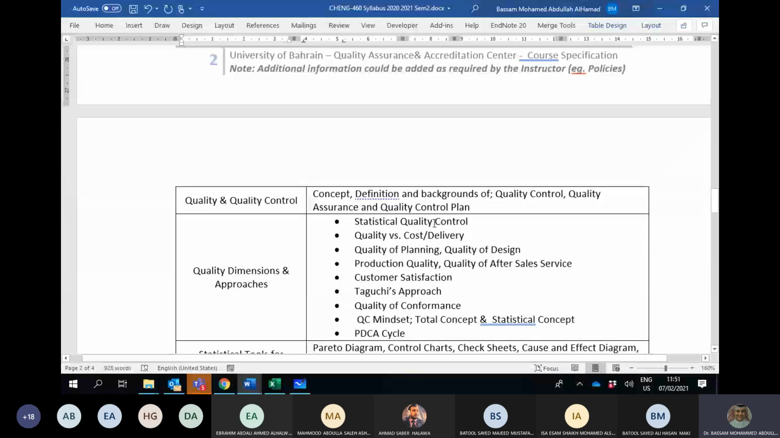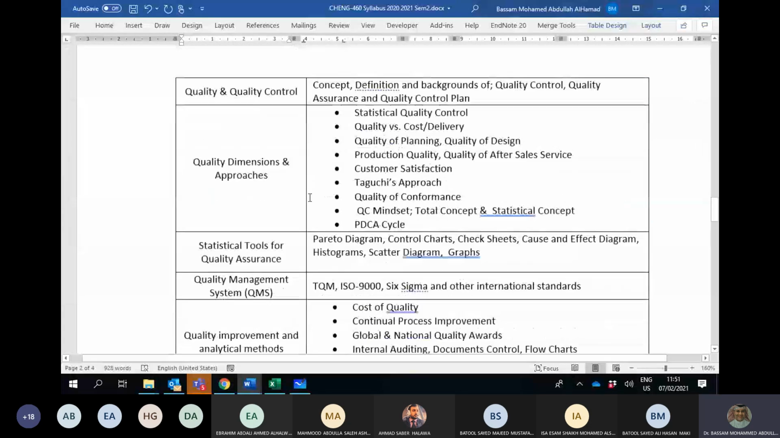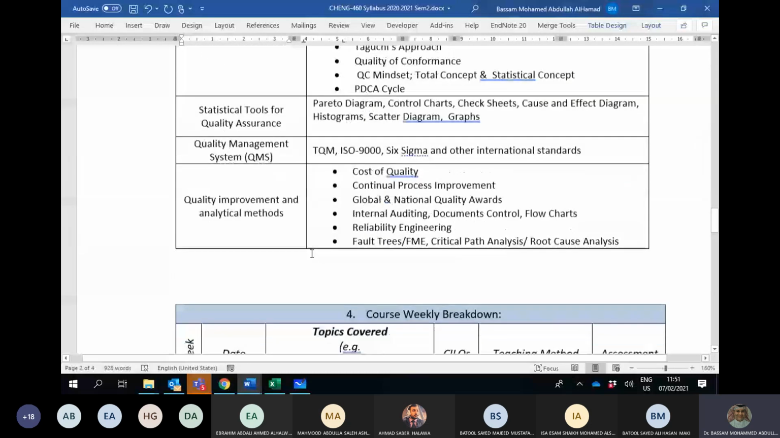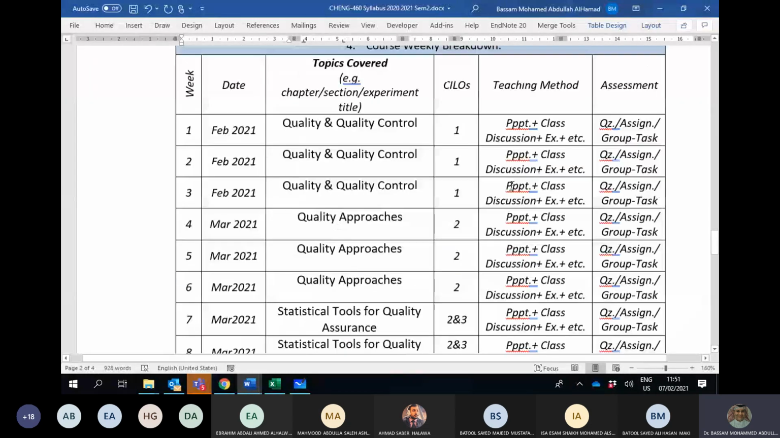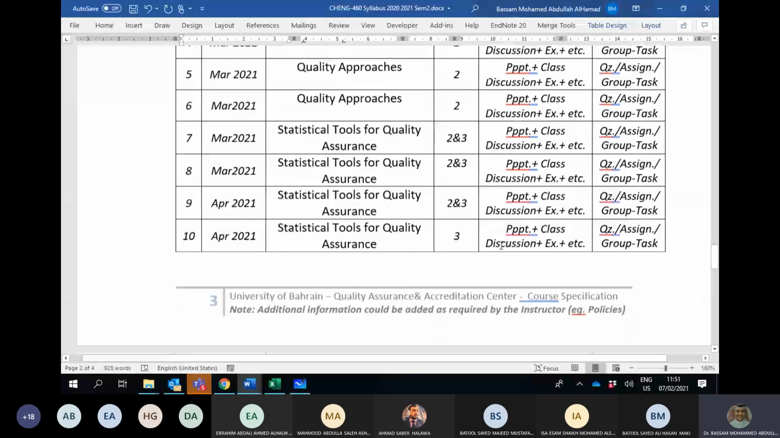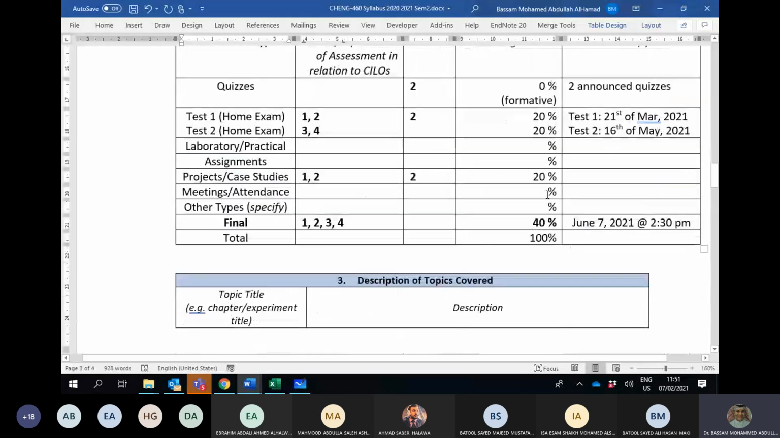Just form your groups. These are the topics if you want to go. I already went through the topics, the quality management systems, statistical tools, and this is how we are going to go through all the classes. I forgot to mention something. We have case studies of 20%. So that will make 60% and then 40% for the final. Great, any questions?